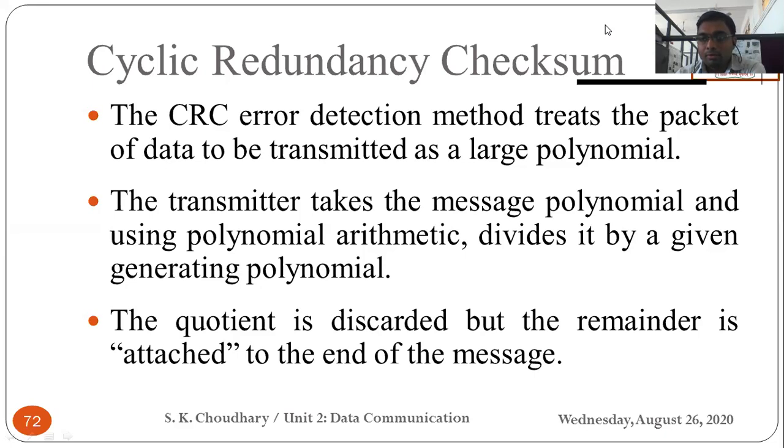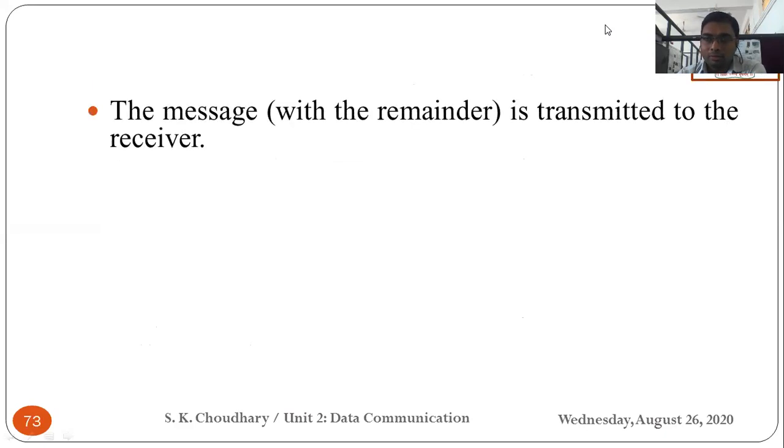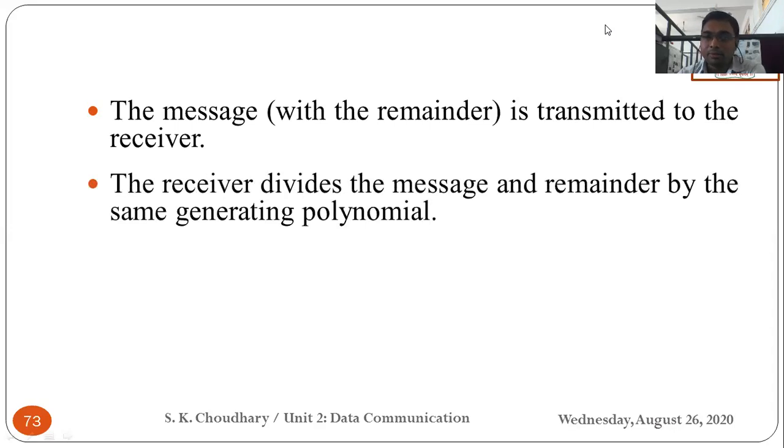Okay, it means on the transmitter side you take a message polynomial, do some polynomial arithmetic, meaning addition of some bits, and then whatever the result is, it is divided by a generating polynomial. After division, whatever remainder you get is added to the actual message polynomial, and it becomes a code word. This is up to the transmitter end, and the message with the remainder is transmitted to the receiver.